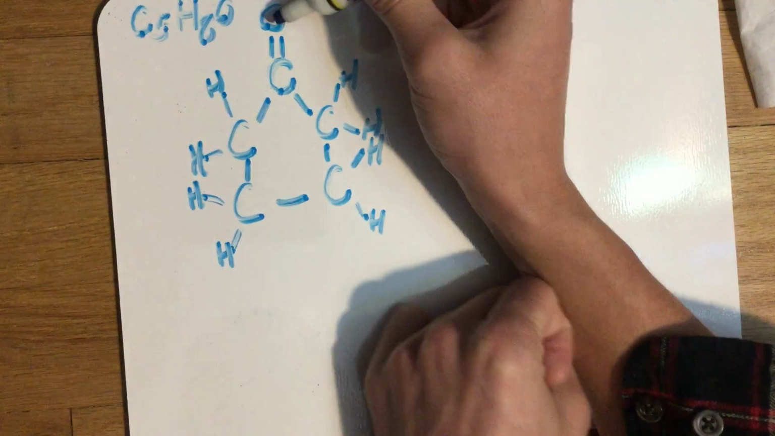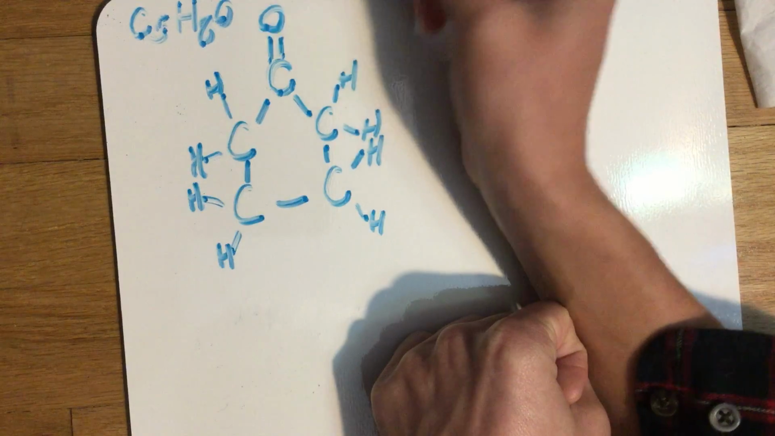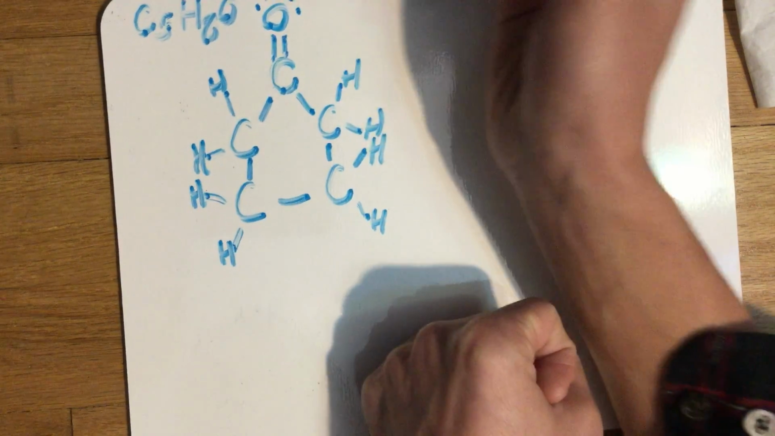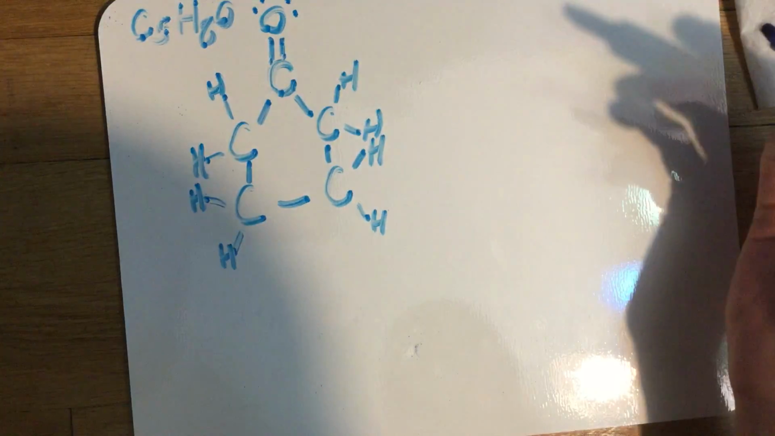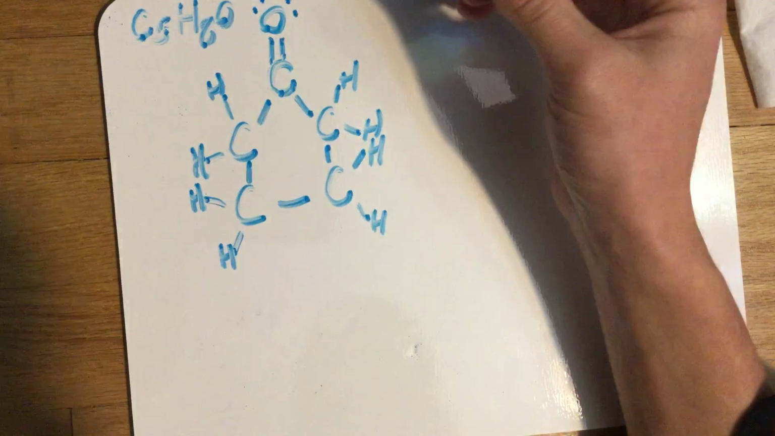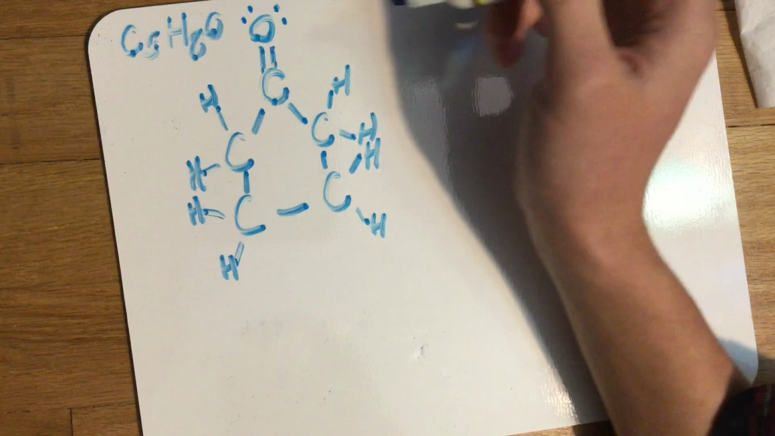And now oxygen isn't fulfilling the octet rule because it's only got 1, 2, 3, 4 electrons. So what you do is you add 2 lone pairs on top of oxygen. And that is the complete Lewis structure of C5H8O.